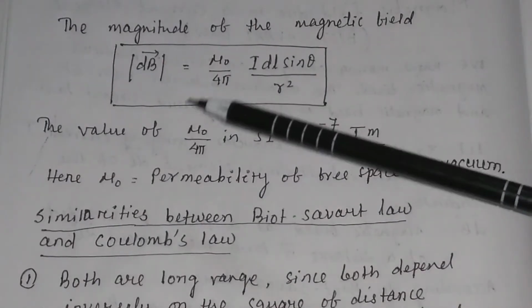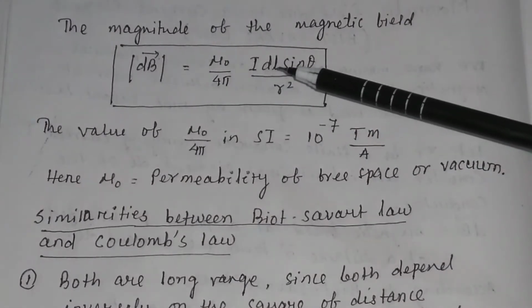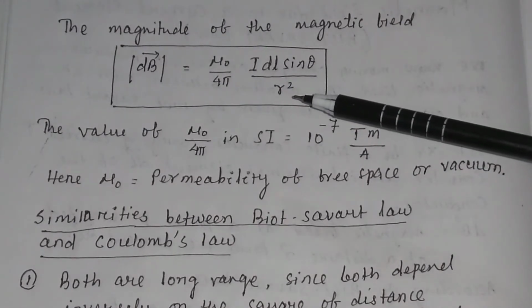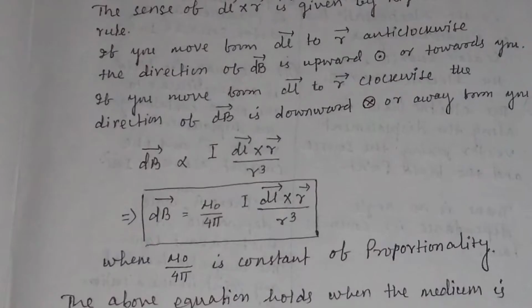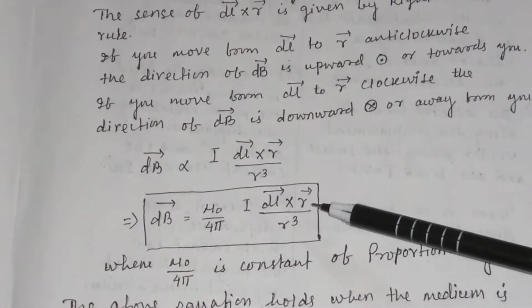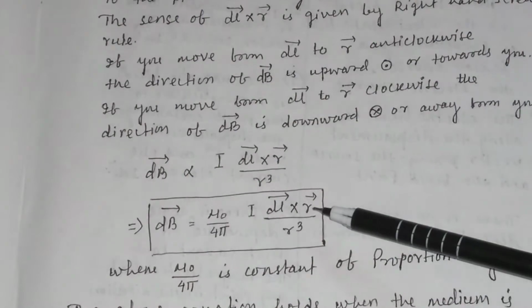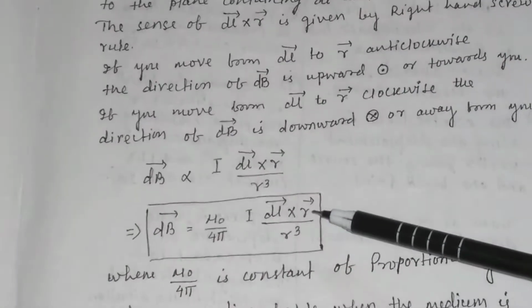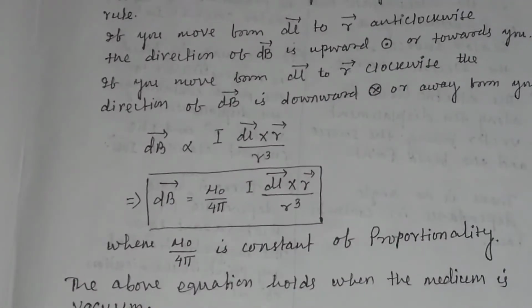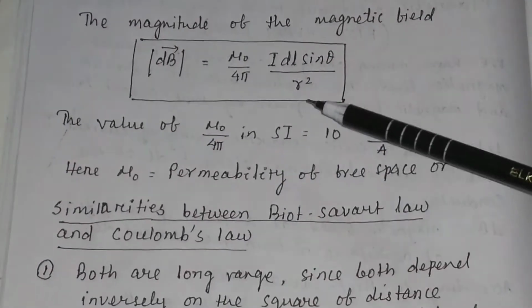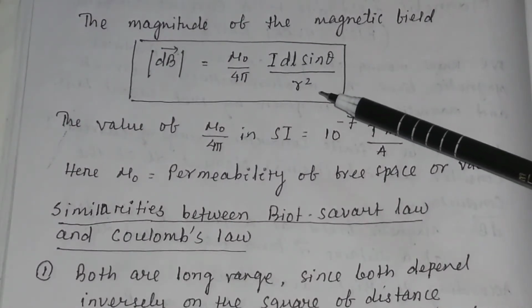What will be the magnitude of the magnetic field? The magnitude of dB will be equal to mu 0 by 4 pi I dl sin theta divided by r square, because vector r is equal to the magnitude of r into r cap, and one r will be cancelled, so it will be I dl divided by r square, and for the cross product it will be I dl sin theta divided by r square.